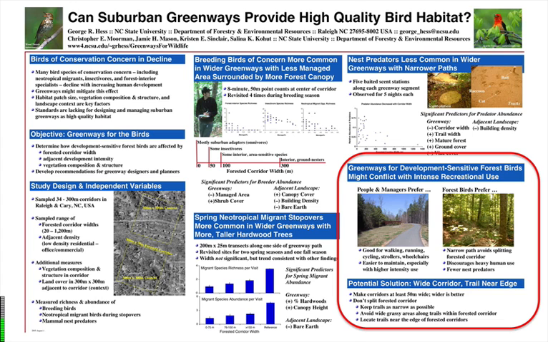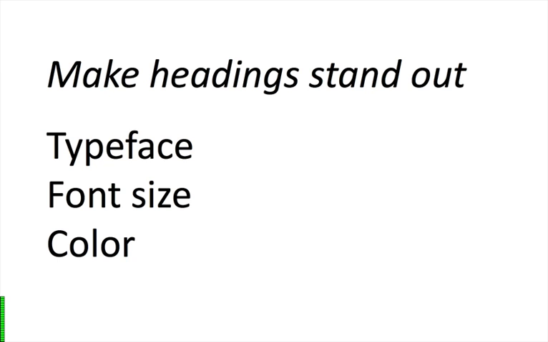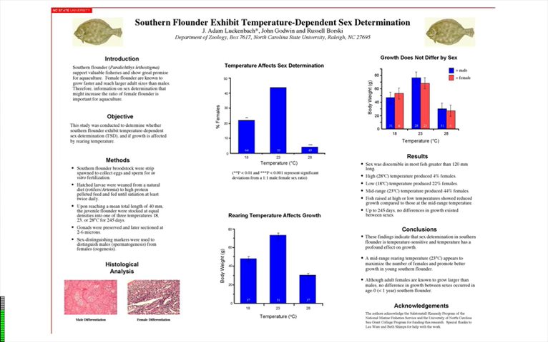Now, one last thing before we summarize. You want to find ways to make your headings stand out. And that usually involves a combination of typeface, font size, and color. Again, let's go through our three examples. In Adam's Flounder poster, he's made his heading stand out by using a different typeface. This is a sans serif font versus a serif font in the main text. It's also bold and somewhat larger.